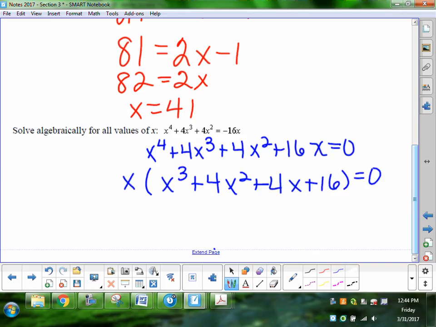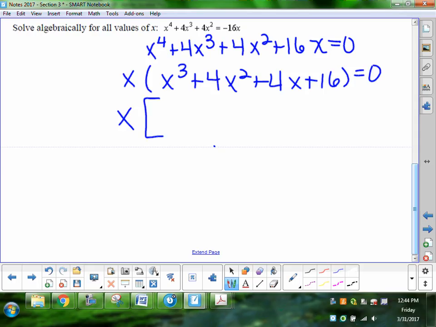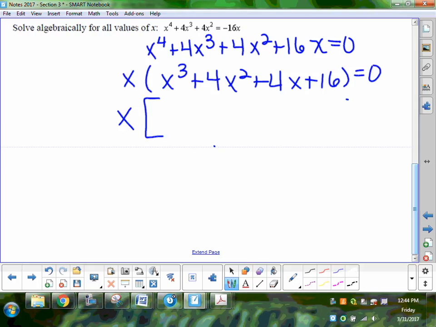Now I look at what I have there. What do I do to go forward from here, Nick? Yeah, so now, notice I keep the x on the outside. I'm going to have secondary parentheses, so I use brackets. What can I factor out from the first two, Nick? X squared. And what's left? X plus 4.